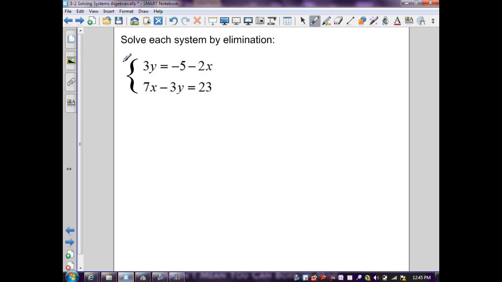My next sample for elimination. Here I have 3y equals negative 5 minus 2x. I'm going to add 2x to both sides to get my variables on the left side. That's going to give me 2x plus 3y equals negative 5. And I have them in alphabetical order. And then I have my other equation that has my variables already on the left in alphabetical order, so I'll just bring that one over: 7x minus 3y equals 23.